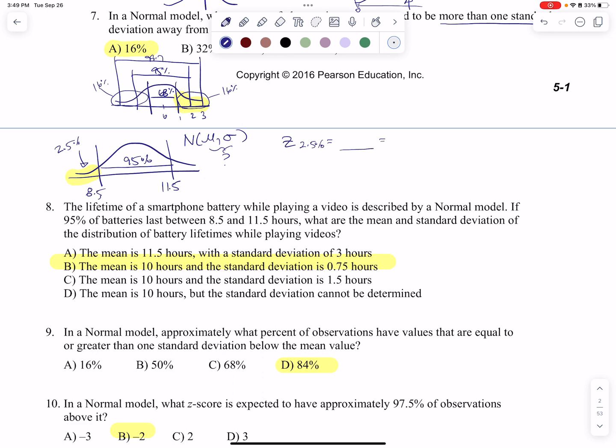And that's going to be equal to the observed value, which is my 8.5, minus my mean, divided by my standard deviation. I don't know my mean. I don't know my standard deviation.